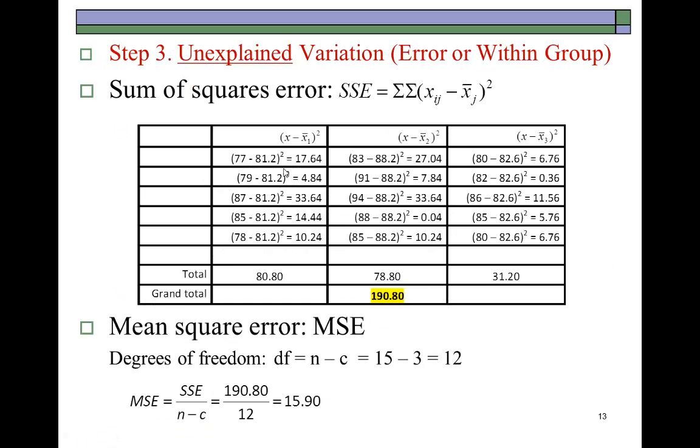Step number 3, you calculate the measure of unexplained variation. The unexplained variation, also called error variation or within group variation, looks at the differences between each observation and the mean for that particular group. So for treatment number 1, we're going to be looking at the difference between each value within that group and the mean for that group. We do it for all of the observations, and then these differences are squared.